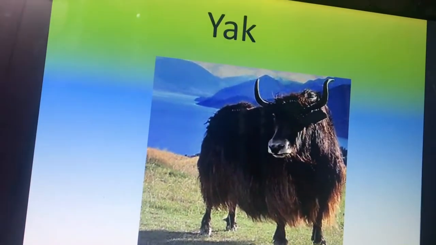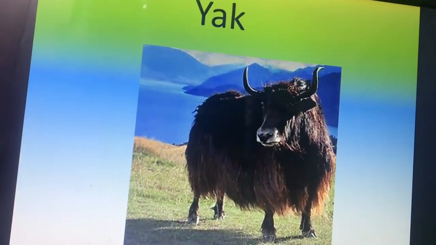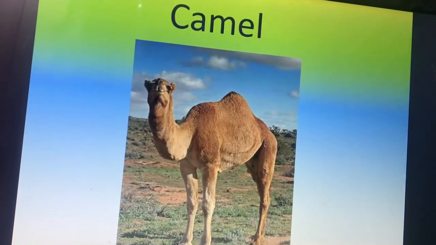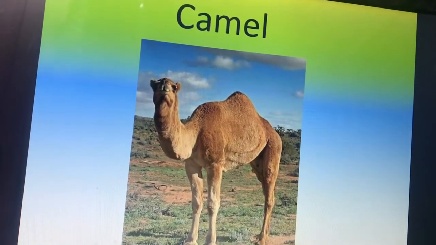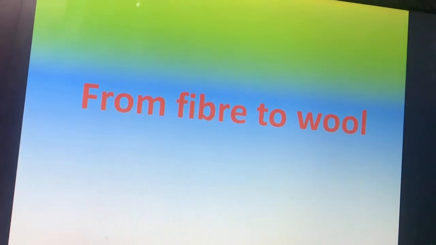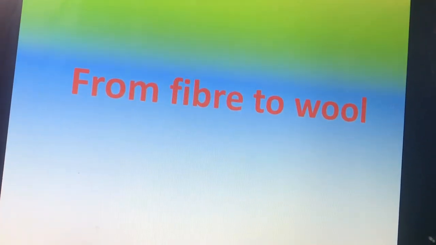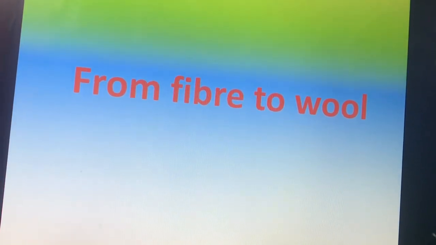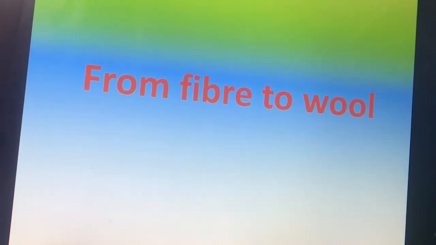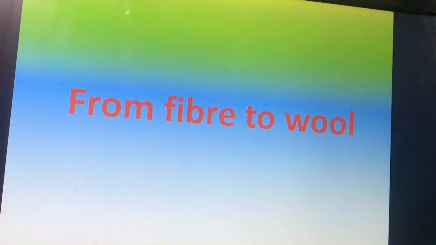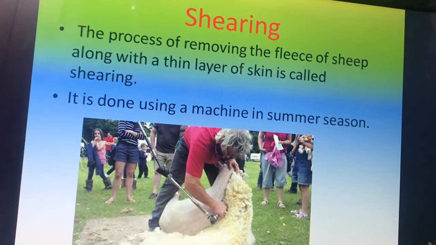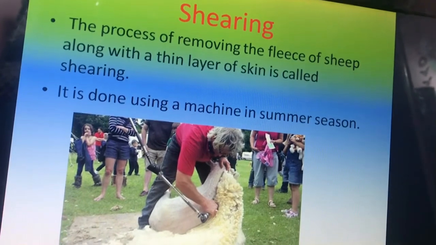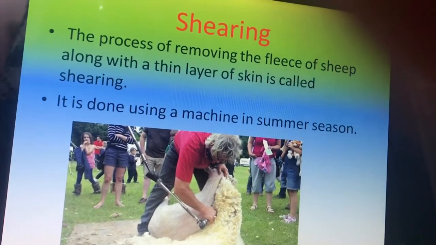Yak, camel, and how do we obtain the fibers? How do we convert these fibers to wool, which we can use for making different articles of our use? Now the first step in the processing of these fibers is known as shearing.